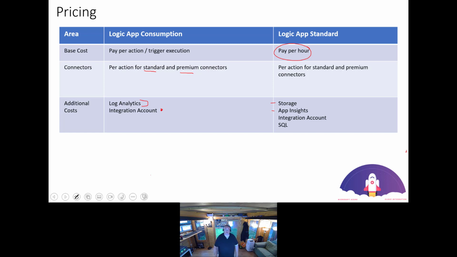You may also, just like consumption, have an integration account. So if you have maps or schemas that need to centrally live in an integration account, you'll have a cost for that. But with standard, you do have the option to have your maps and schemas just part of the code base for a given app, so you can still have maps and schemas but not have the integration account. You've got a couple of choices there.